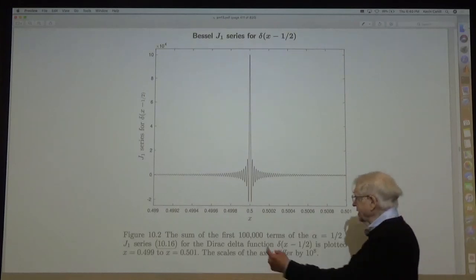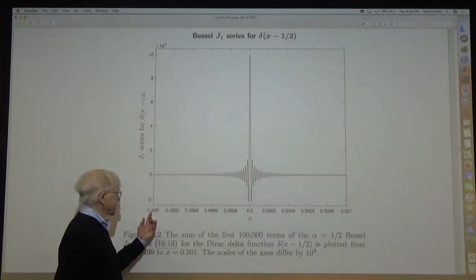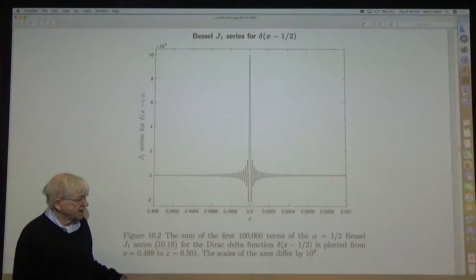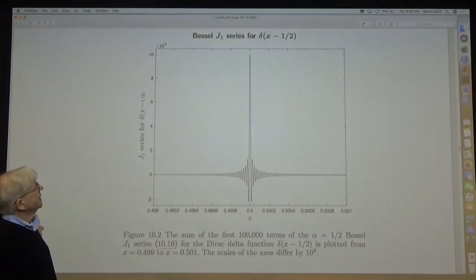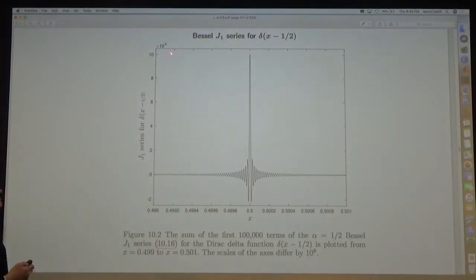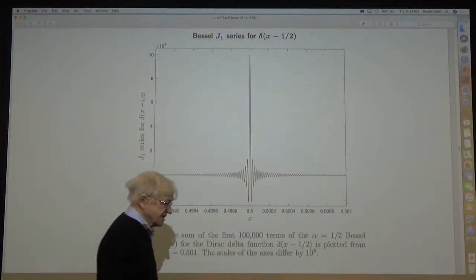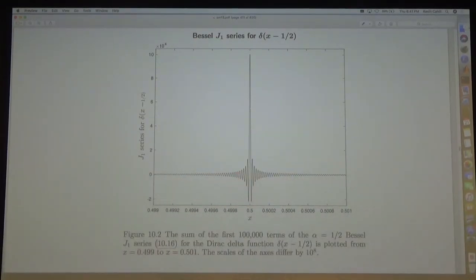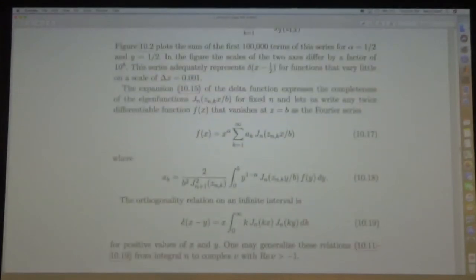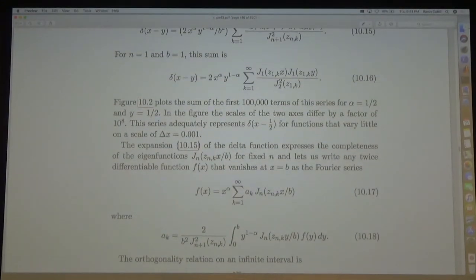Notice that this is a highly compressed x-axis. It only goes from 0.499 to 0.501. And on the other hand, the y-axis goes from 0 to 10 to the 5th. And so that's a pretty serious delta function. I mean, a very good approximation. Of course, I only did 100,000 terms. The actual delta function is an infinite number of terms. So let's see, what did I skip here?